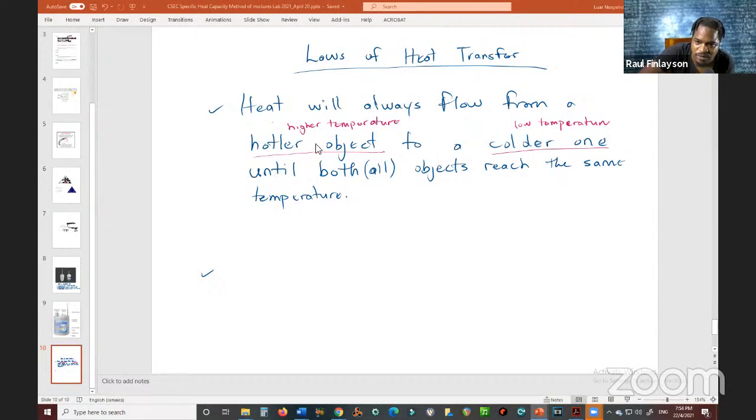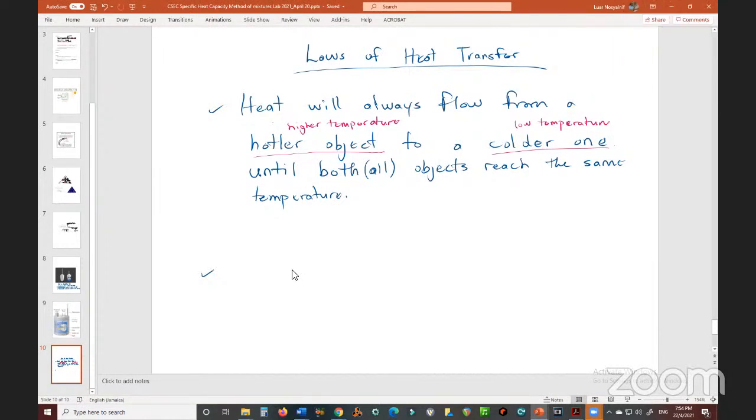So that is, as we said, one important law of heat transfer. And as I said, the heat travels from an object of a higher temperature to one of a lower temperature, until everything reaches the same temperature. So that's the idea. All right. Everybody good with this one? Yes, sir. All right.